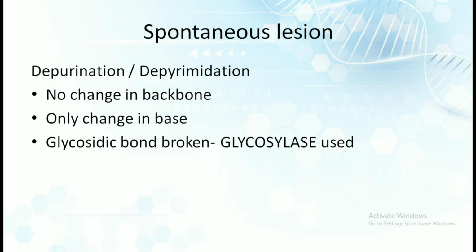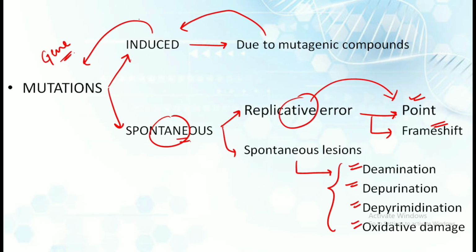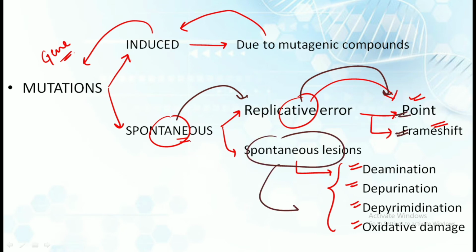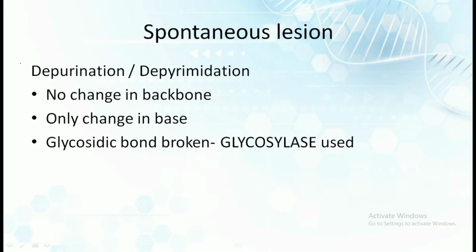So now let's discuss the spontaneous lesions. Initially we discussed the spontaneous replicative error, and in that we had the point and the frameshift mutation. So now let's discuss the spontaneous lesions. The first one is the depurination and the depyrimidation. In this case, there occurs no change in the backbone, only the bases get changed as a result of the depurination or the depyrimidation.